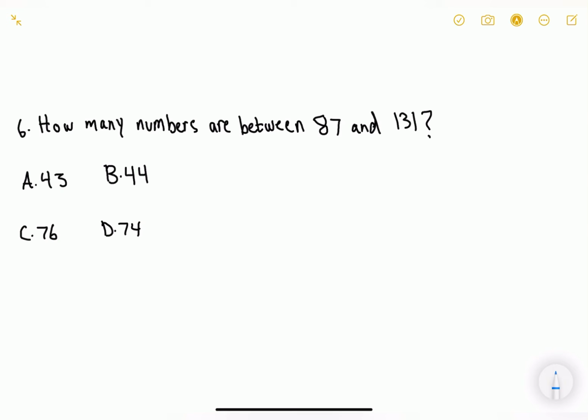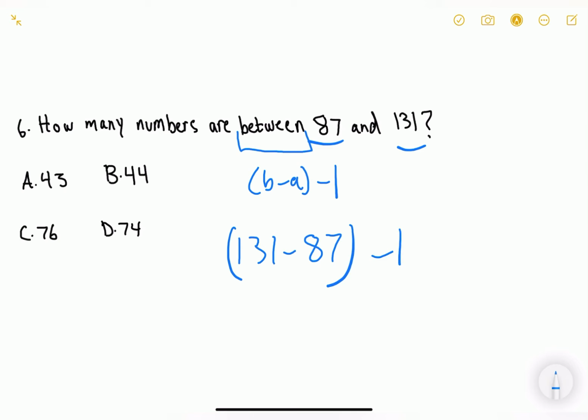Okay, now let's move on to number 6. As I told you, we noticed the word between, right? So we assume that we need to apply this rule. This is pretty simple stuff. This is B, this is A. So 131 minus 87, and then you minus the answer by 1. What is 131 minus 87? It is 44. And what's 44 minus 1? Simply 43. So our answer here is A.